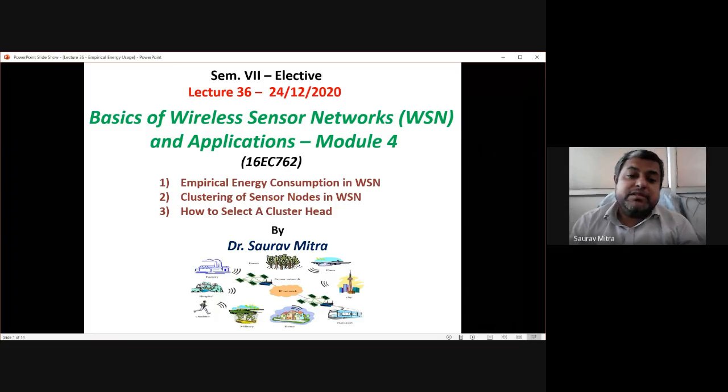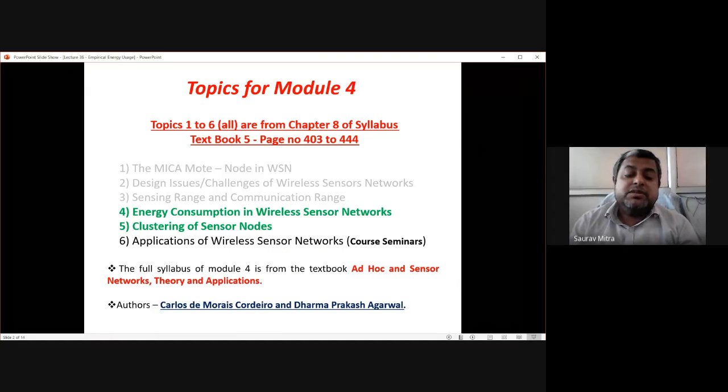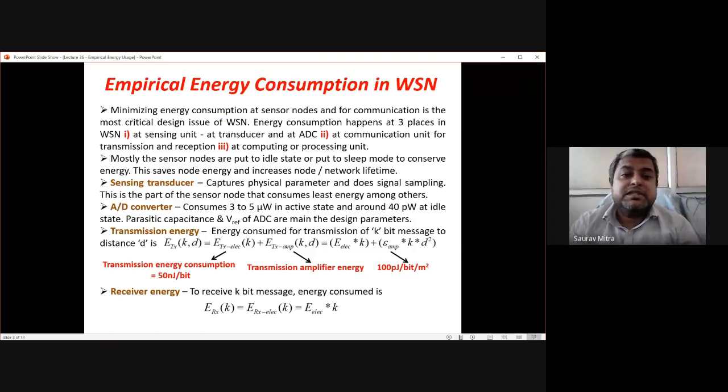So mainly there are two topics. First one is the empirical energy consumption formula in wireless sensor network, and next is clustering. And cluster head selection is a part of clustering. So these are going to be our two topics for today, that is the fourth and fifth topic. Sixth topic is application of wireless sensor networks. These are actually being done by you through the course seminars. You are bringing in front of us a lot of different applications, a lot of different technologies related to wireless sensor network. So the fourth topic, energy consumption in wireless sensor networks, we will start today.